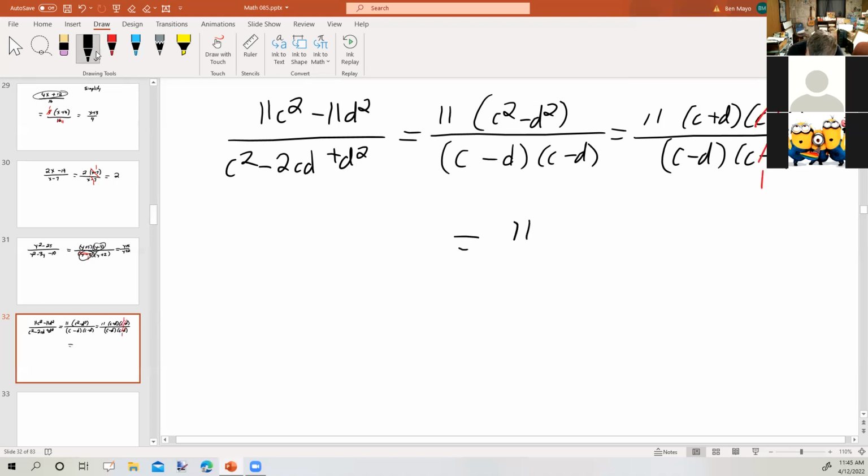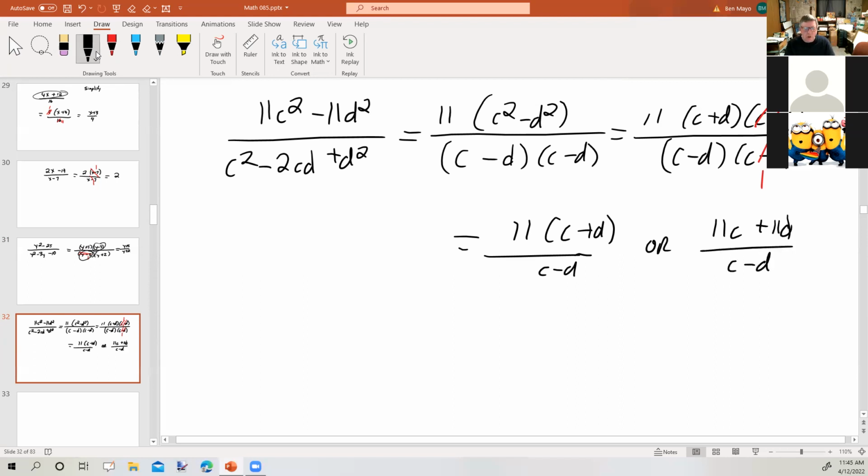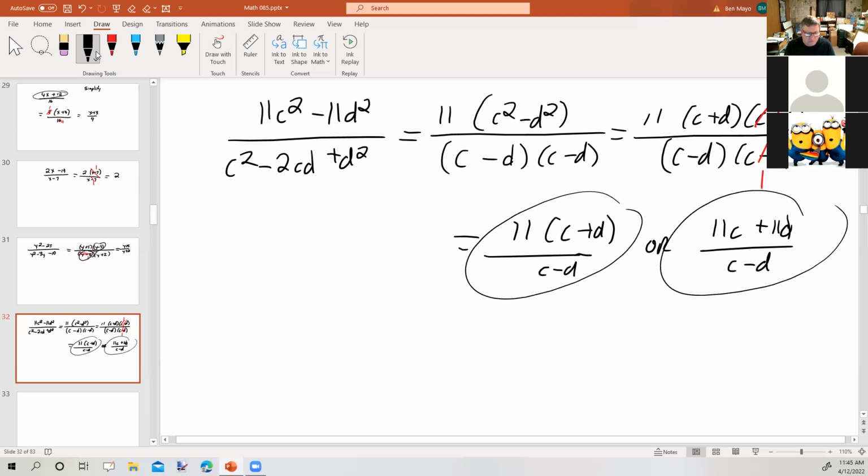So my final answer is that, or that. And look at the instructions in WebAssign. If it says you can leave it factored, you can stop here. If it says to multiply it out, stop there. If it doesn't say anything, they should accept either one.